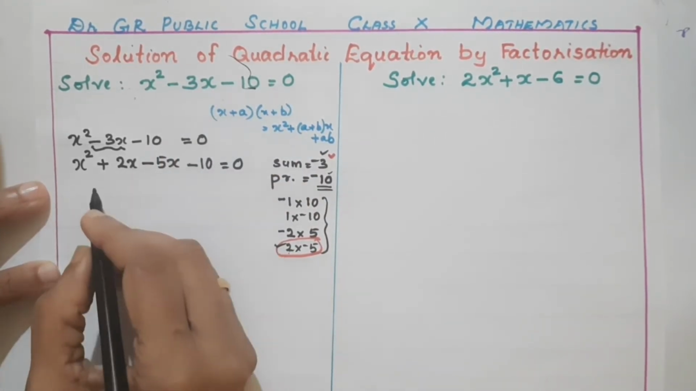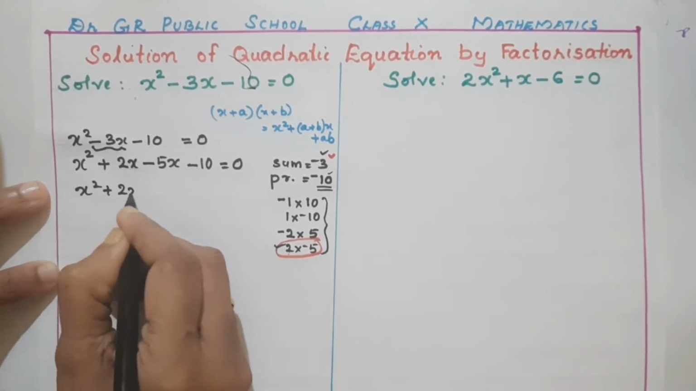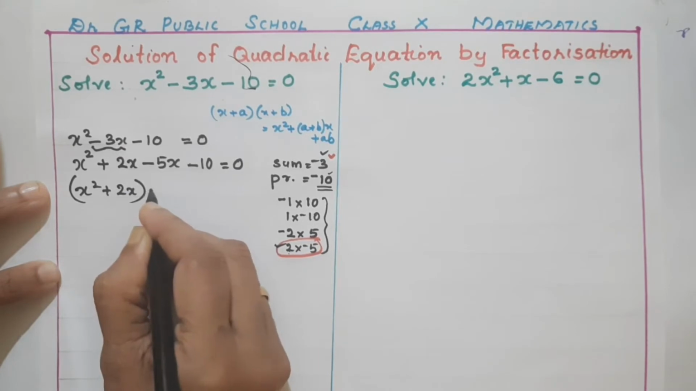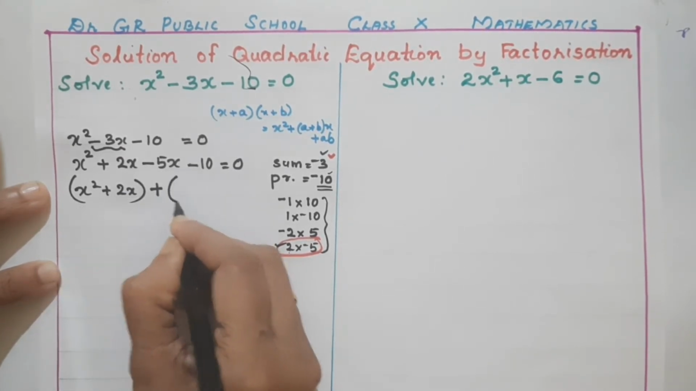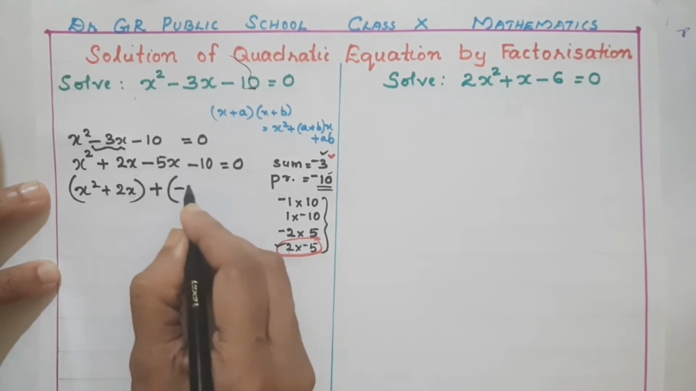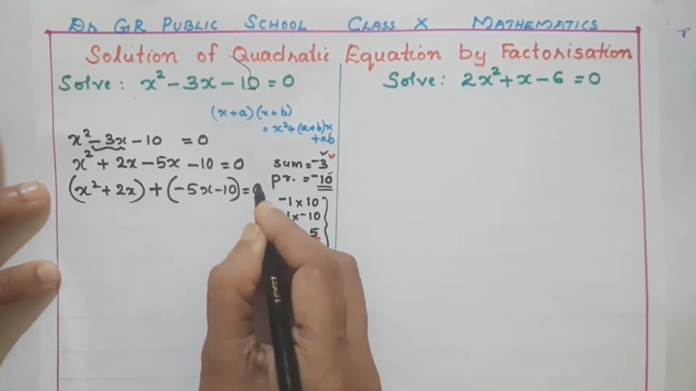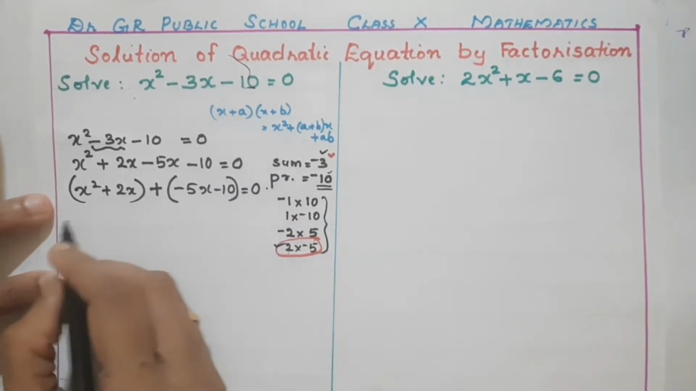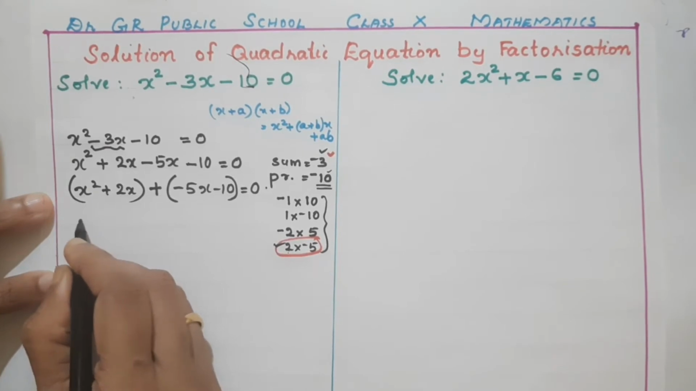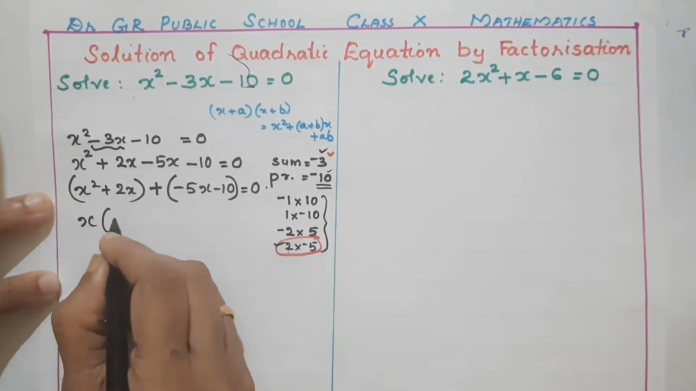Now we have to group the terms. Okay, x square plus 2x is the first term. After the first term, we have to put the plus sign. Then the second term is minus 5x minus 10 equal to 0. Okay. Now, here which is common? x is common. All these steps you know very well.